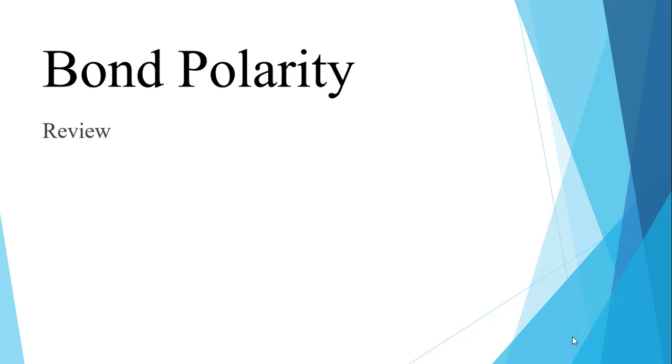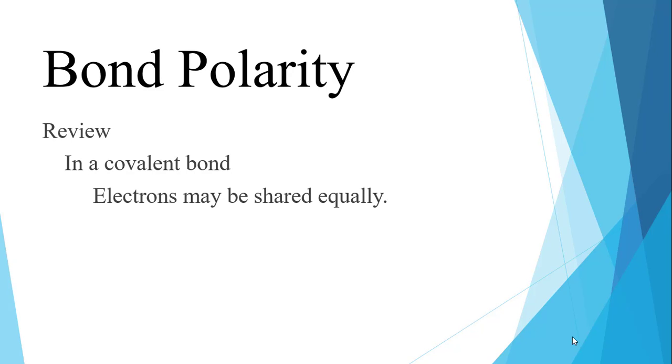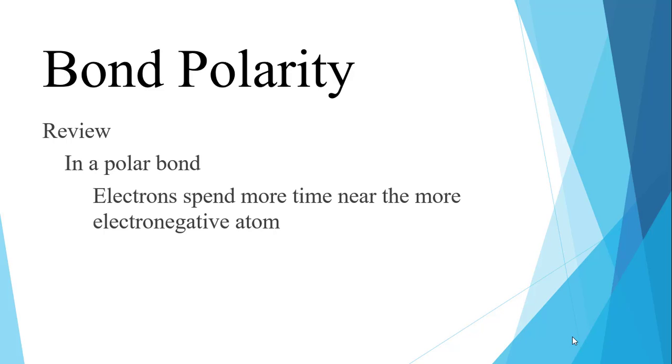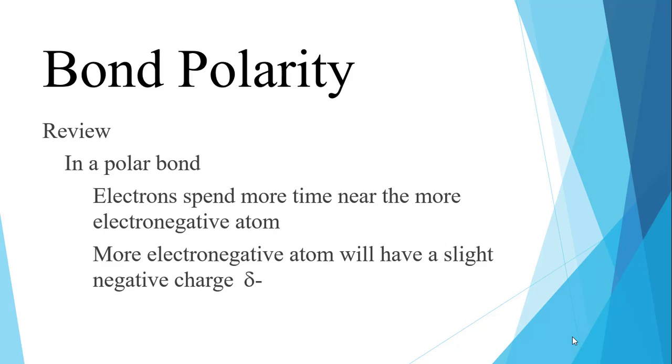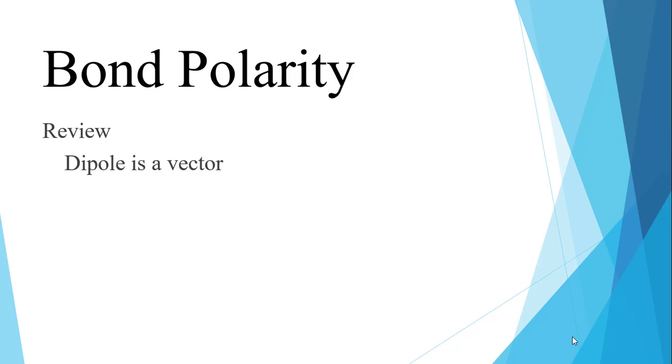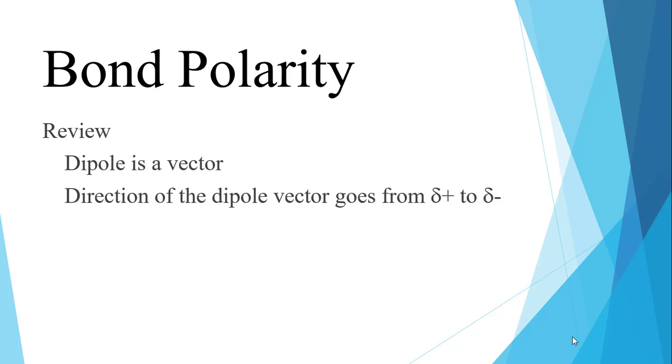So to review, in a covalent bond, electrons could be shared equally, which would make for a nonpolar bond, or they might be shared unequally, giving a polar bond. In a polar bond, the electrons will spend more time near the more electronegative atom, so the more electronegative atom will have a slightly negative charge, where the less electronegative atom will have a slightly positive charge. The dipole moment is a vector. The direction of the vector goes from slightly positive to slightly negative.